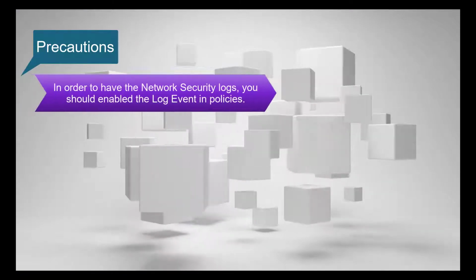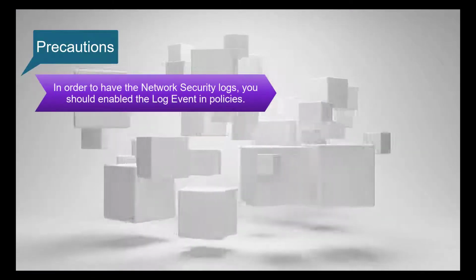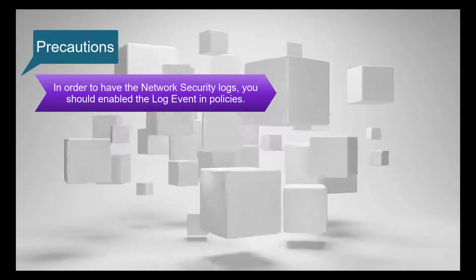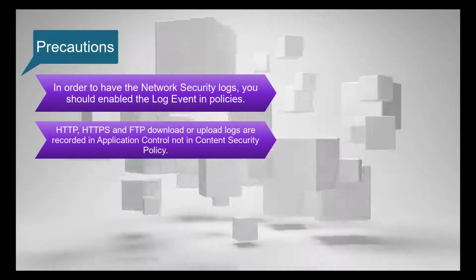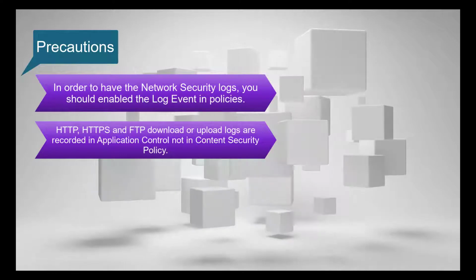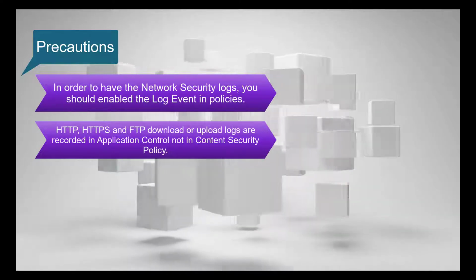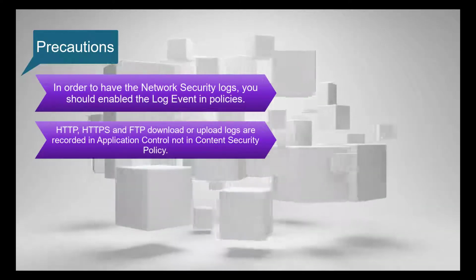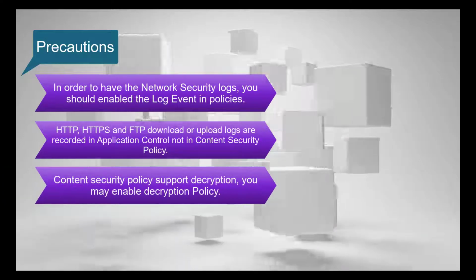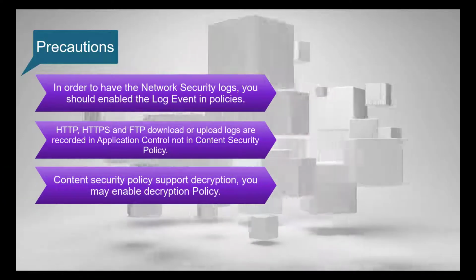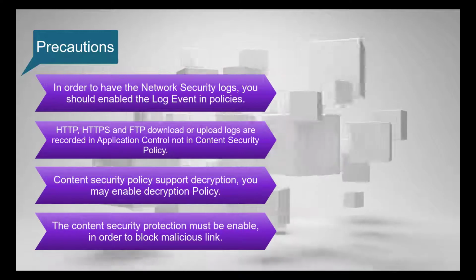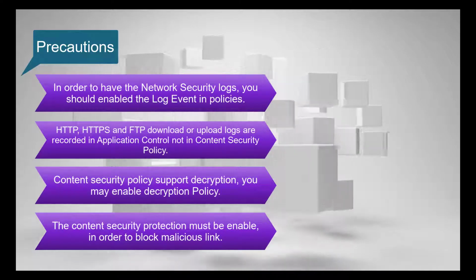In order to have the network security logs, you should enable the log event in policies. HTTP, HTTPS and FTP download or upload logs are recorded in application control, not in content security policy. Content security policy supports decryption. You may enable decryption policy. The content security protection must be enabled in order to block malicious links.